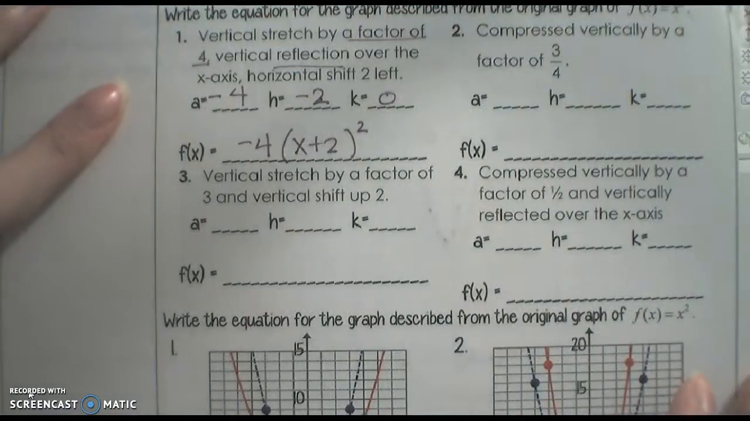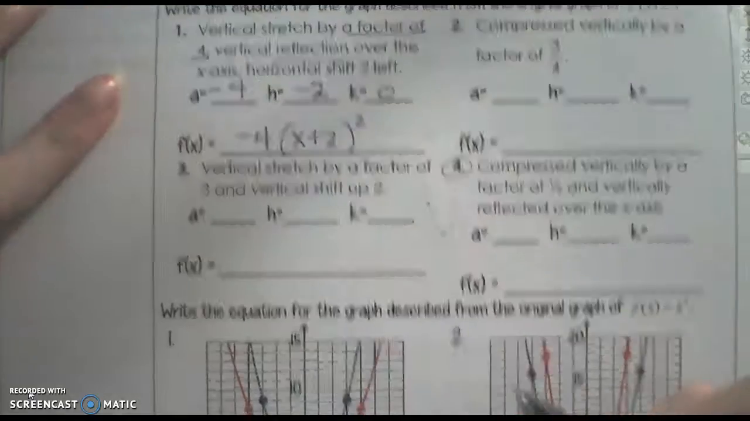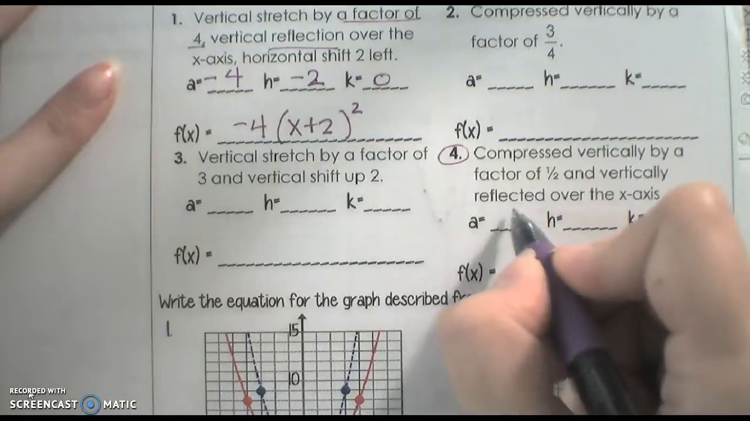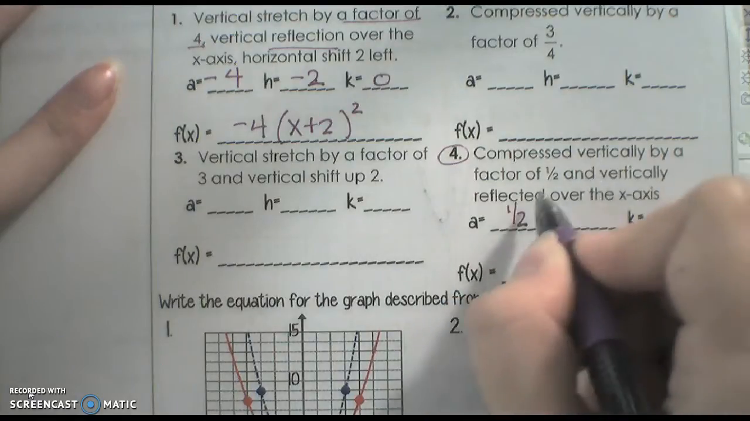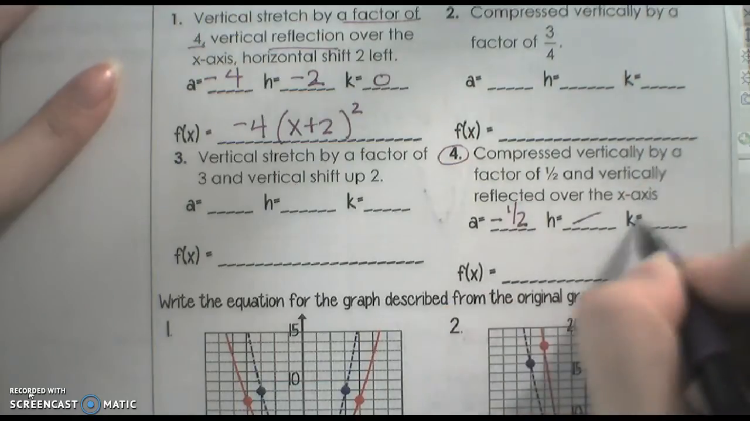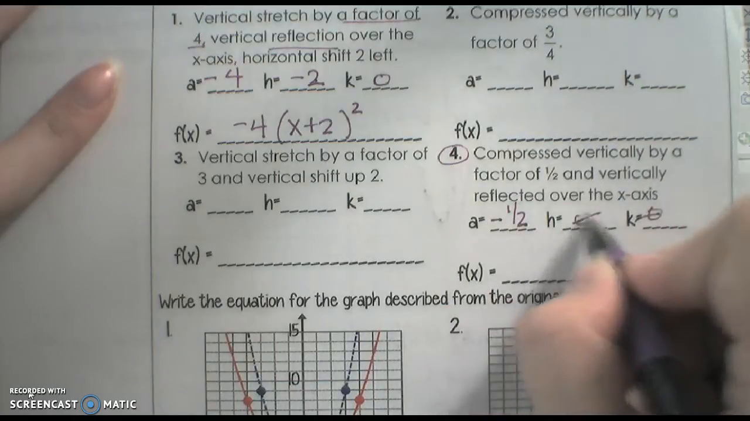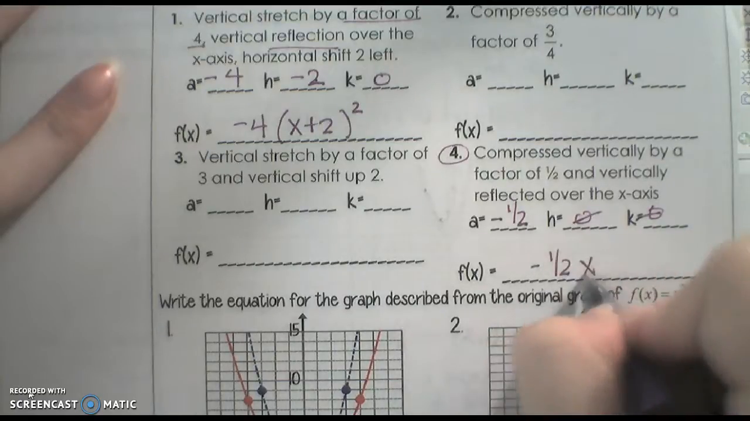Let's do one more. We'll do one more together. Let's do number 4. So we have a vertical compression, so that's going to go for our A out front. And then we have it vertically reflected, so that's again negative. And no left and no right. So you can put 0 or cross it out. So all we're going to do is put the negative 1/2 in front of our x squared.